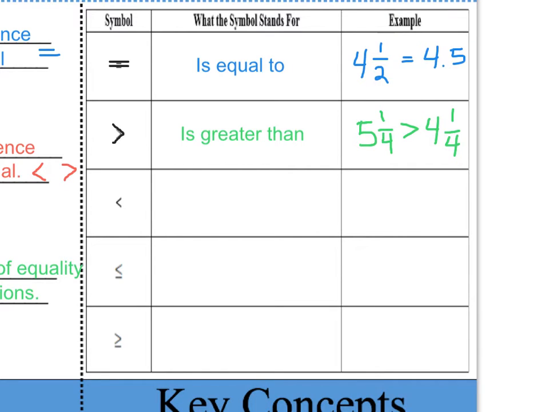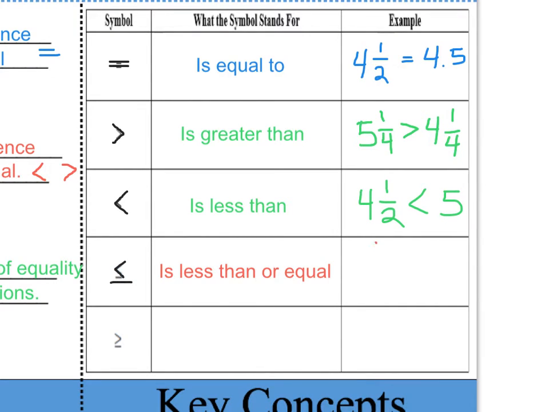Our next symbol is the less than symbol. And an example of this would be 4 1/2 is less than 5. Both of these numerical expressions are not equal. Our next symbol is the less than or equal to symbol. An example of this would be 4 is less than or equal to 4 because they're still equal to it. Another example of this would be 4 is less than or equal to 5 because 4 is less than 5.